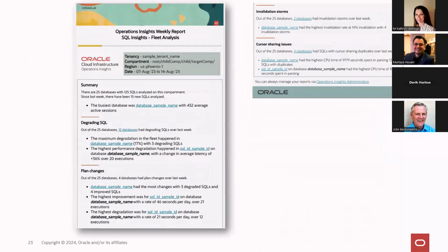Similarly, we have Ops Insights weekly news report, and soon we'll be adding a daily report for SQL Insights as well, which will provide you a high-level inventory of all the databases and the SQLs that have been analyzed for a given period. It tells you some of the key databases or the busiest databases, some of the degrading SQL with a lot of plan changes and what has happened, and provides you with in-context SQL ID that the user can click on, and that will take you to the SQL Insights application within Ops Insights.